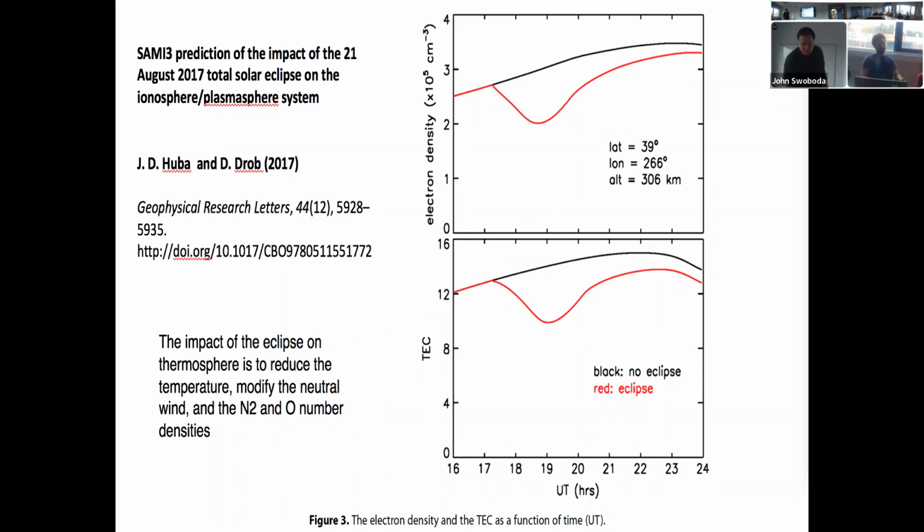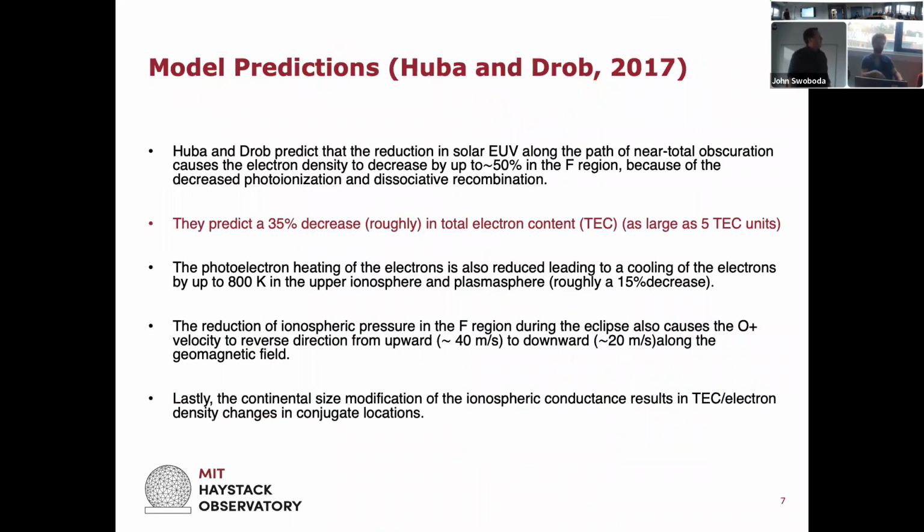A few things the model predicted: an EUV reduction of about 50%, and in the region about a 35% reduction in TEC. I'm going to focus on that one, because it's easy to show with the sensors we have right now how these drops take place, and to compare and contrast later on as we get better sensors what else we can measure.